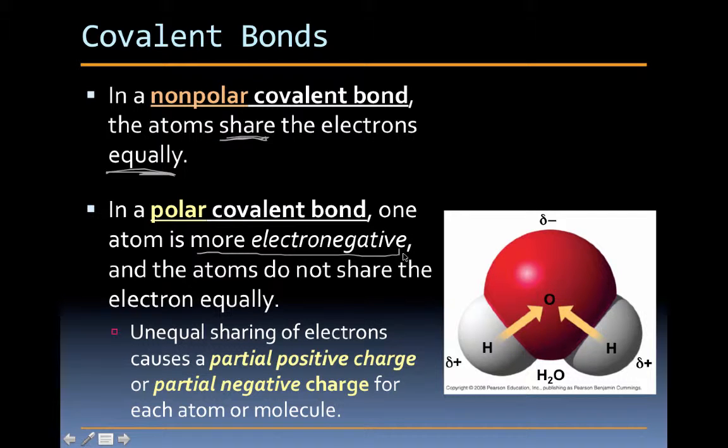In this case, we get these partial positive and partial negative ends in a molecule, where the electronegative atoms have the partial negative because they're hoarding the electrons. The less electronegative, the non-electronegative atoms have a partial positive. So, unequal sharing of electrons causes partial positive and partial negative charges for each atom or molecule when we have polar covalent bonds. Think of the poles of the Earth. Here we've got the poles of a molecule with partial charges due to an unequal sharing of electrons.